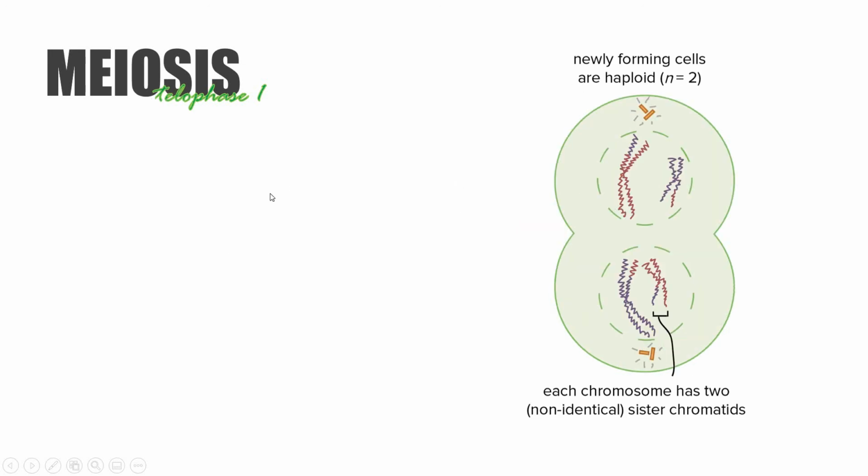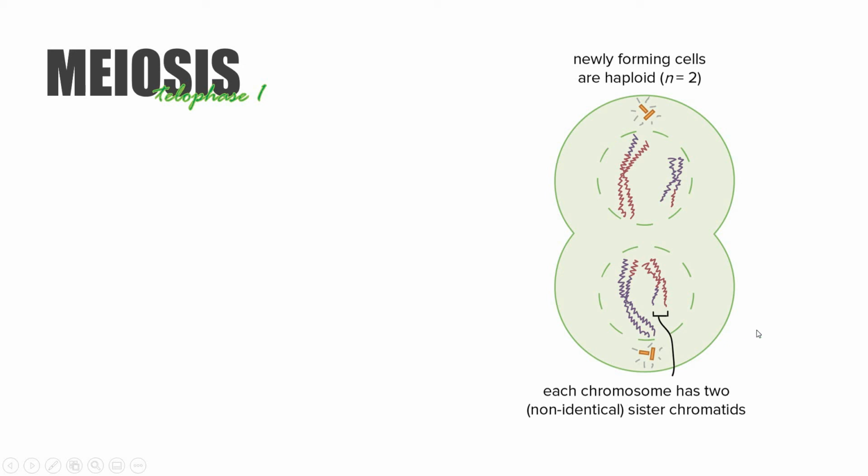And then next is telophase. So the newly forming cells are haploid, which is n is equal to 2. Okay, so each chromosome has two non-identical sister chromatids. So yung mga to, they are not identical to this one. Yung daughter cells, they are not identical.